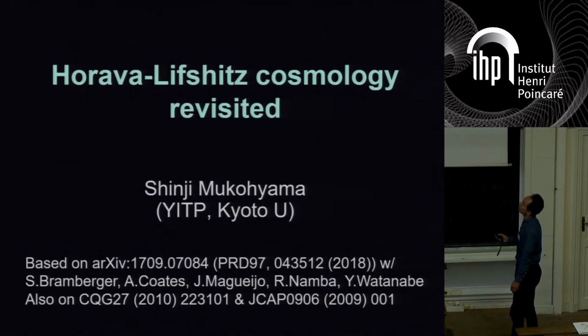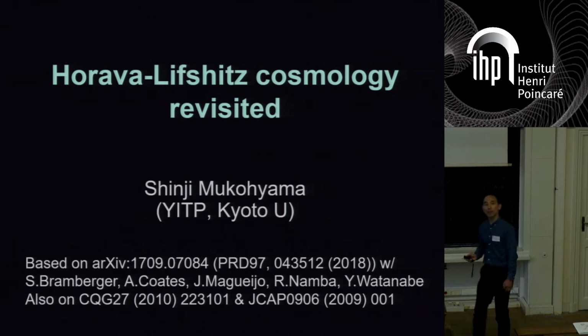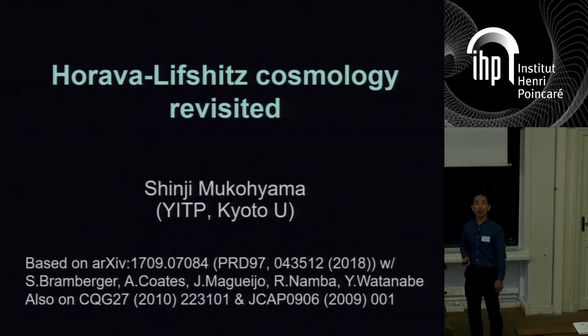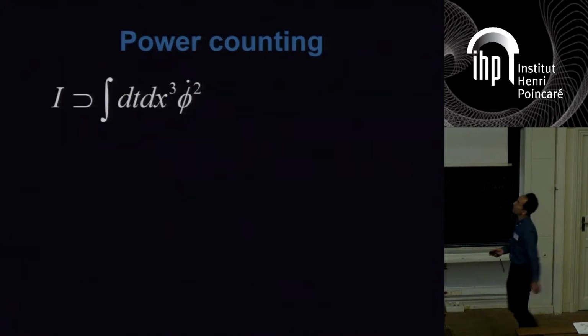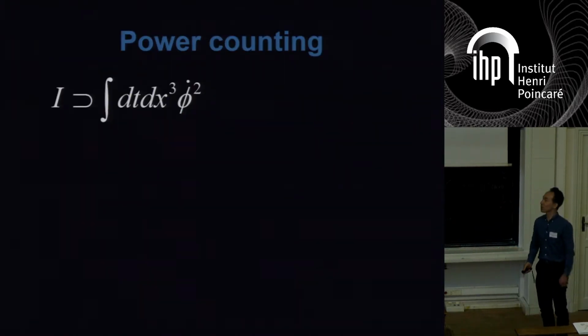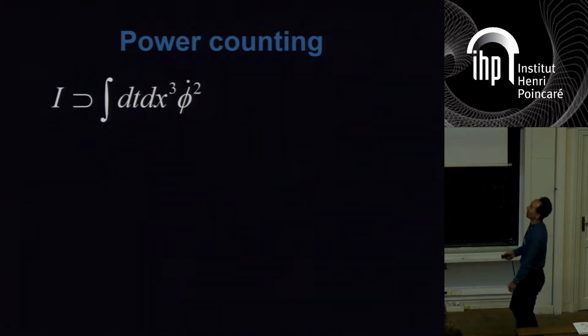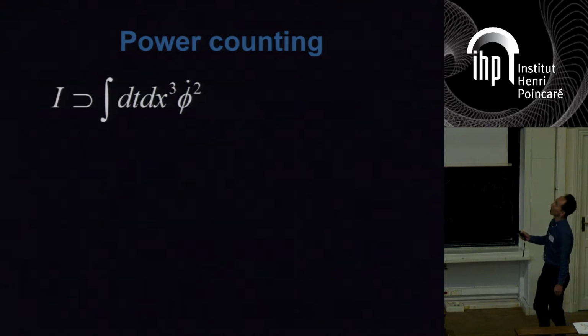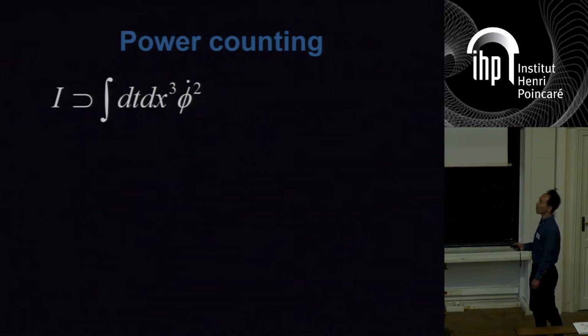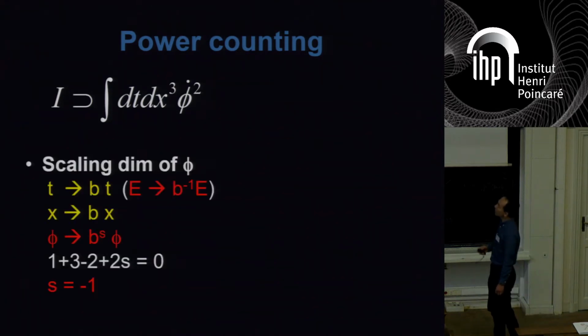So Horava-Lifshitz gravity was originally introduced as a power-counting renormalizable theory of gravity. So let me remind you what power counting means. I think I don't need to explain this for this audience, but just as a warm-up, let me do that. Okay. So let's consider a scalar field with a kinetic term like this, phi dot squared. And then we assign a scaling dimension to this scalar field in the following way.